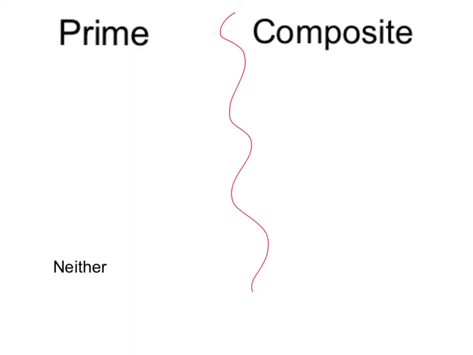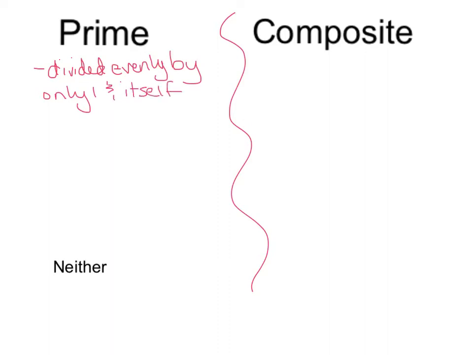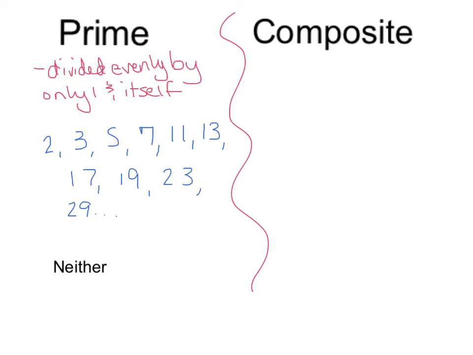A prime number is divided evenly by only one and itself. Some examples of prime numbers would be 2, 3, 5, 7, 11, 13, 17, 19, 23, 29, and so on. Okay, they're divided evenly. For example, 2 is only divided by 1 and 2.